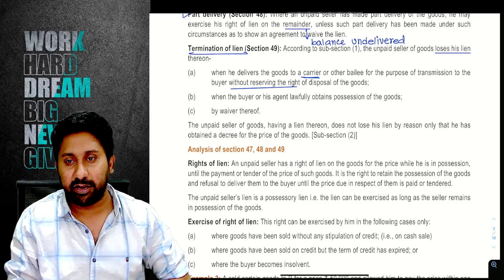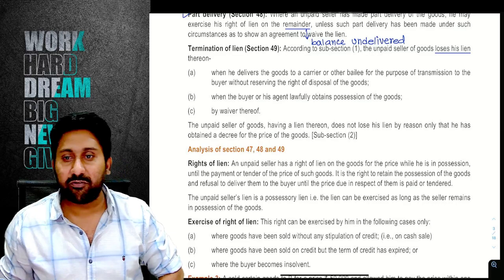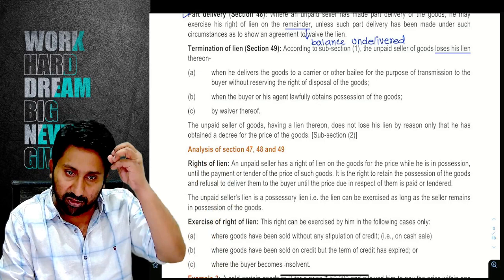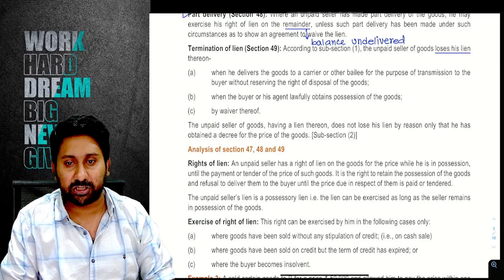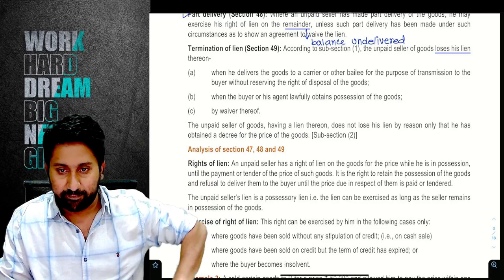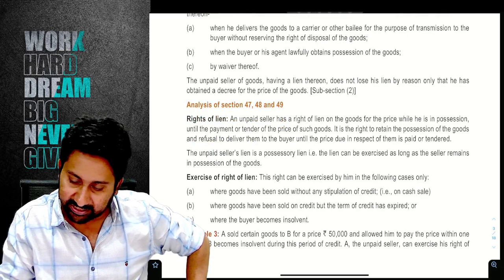So if you deliver the goods to that particular party, whether part delivery or full delivery, once the delivery is made, you can't exercise any lien on the balance or on the total goods. When the buyer or his agent lawfully obtains possession of the goods, that means they made the payment. If they delay, you exercise lien; if they make the payment, you have to release the lien, a termination or waiver of lien. The unpaid seller of the goods having a lien thereon does not lose his lien by reason only that he has obtained a decree for the price of the goods.